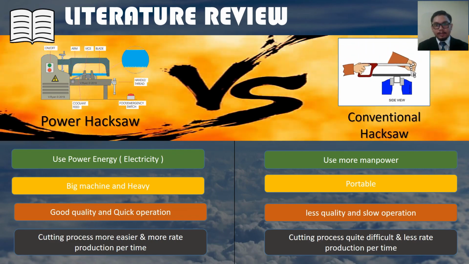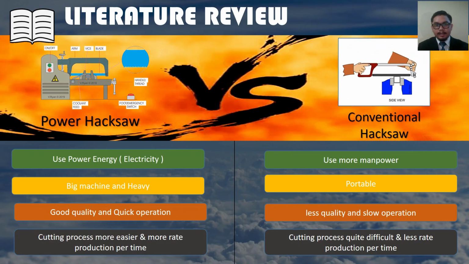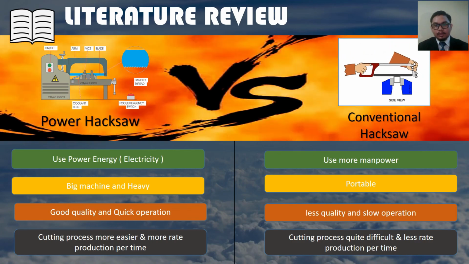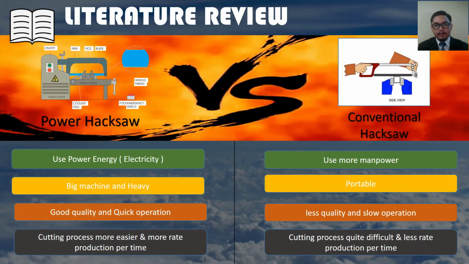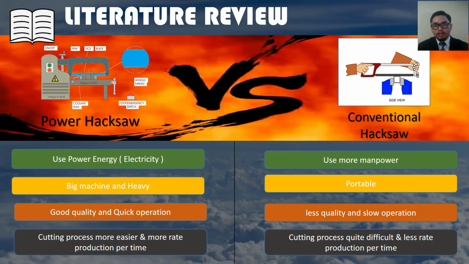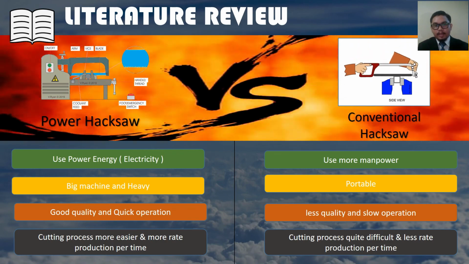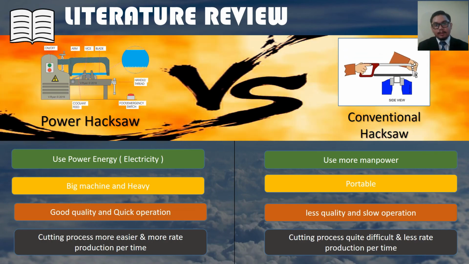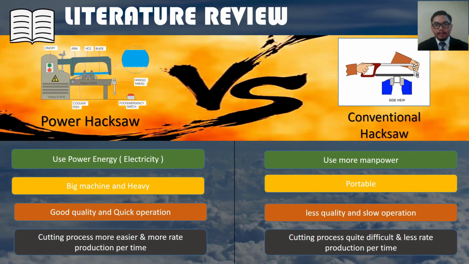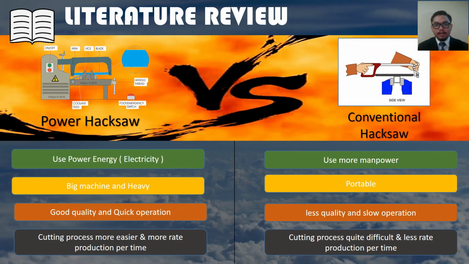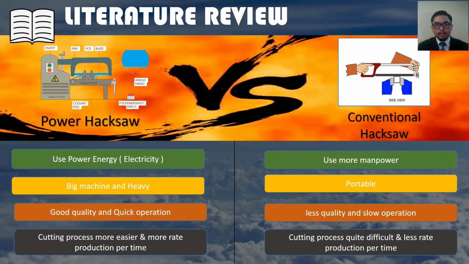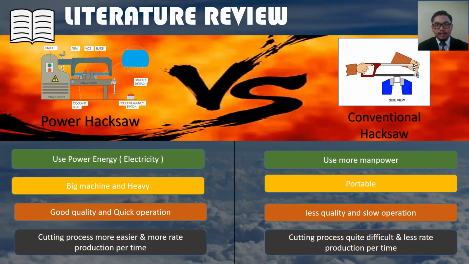Next is about the size. Here we can see that the conventional hacksaw also has a good thing because of its size and weight. It is portable compared to the power hacksaw that has a big size and is heavy. This helps the domestic user carry the tool and use it anytime and anywhere. For the third is about the process. The power hacksaw has a good quality of cutting and quick operation due to the auto constant speed of the cutting engine, compared to the conventional hacksaw that uses manpower, with less quality of cutting and slow operation.